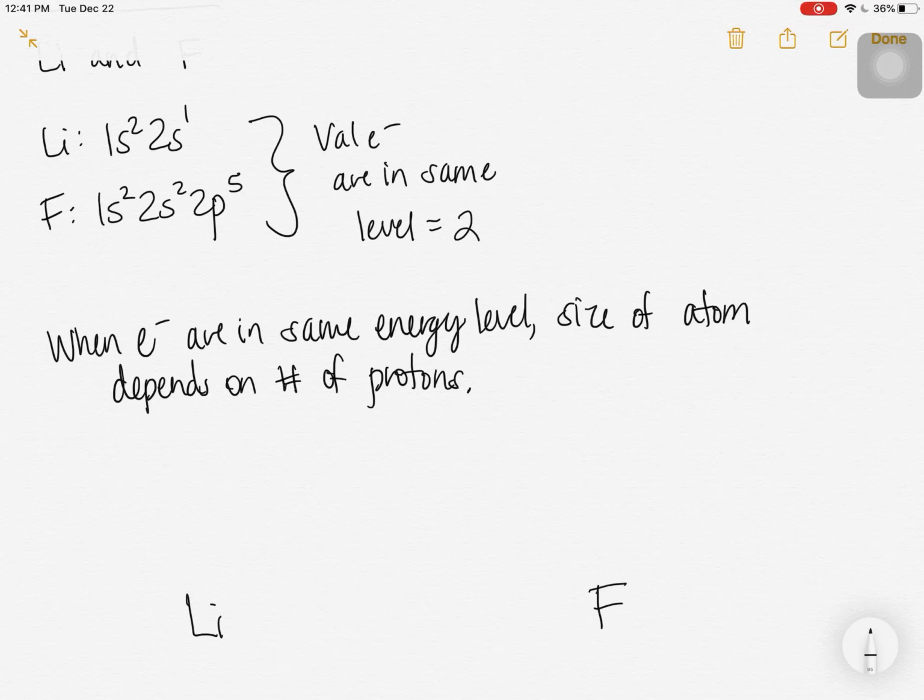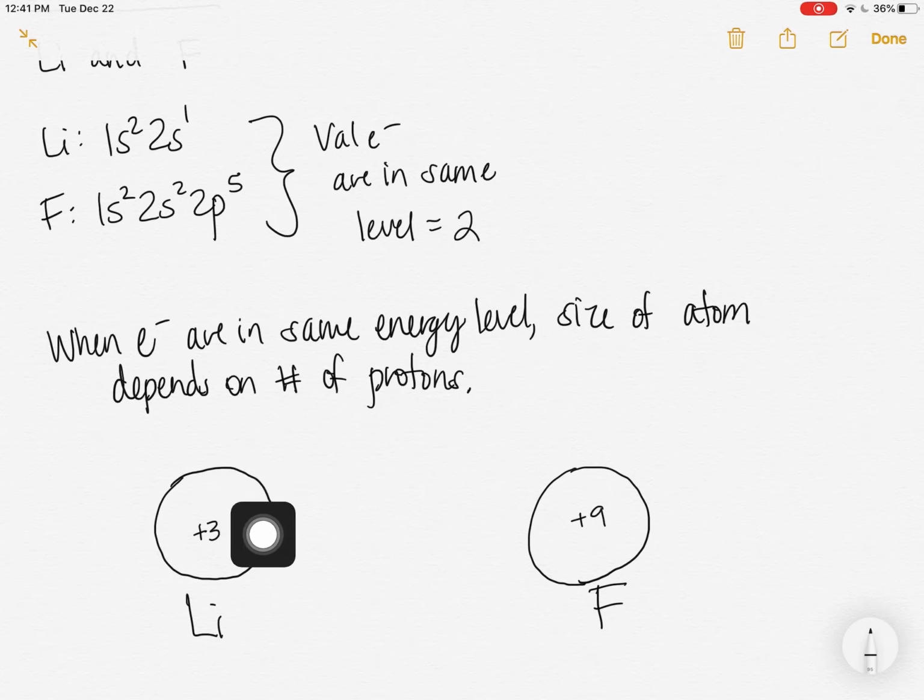So if I was going to draw lithium, okay, right now I'm going to say that in the nucleus for lithium, I have a positive 3. Okay, because lithium has 3 protons. And I'm just going to draw like that. We'll say that's the second level, okay? Well, we know that fluorine has 9 protons, and its electrons are located also in level 2, which should be approximately the same distance from the nucleus as I drew lithium's, right? Level 2, level 2.